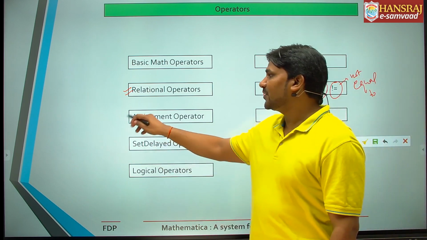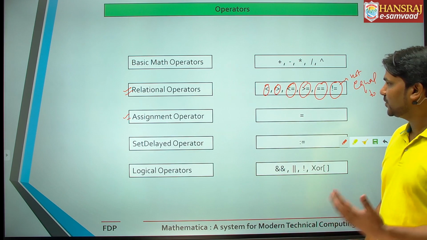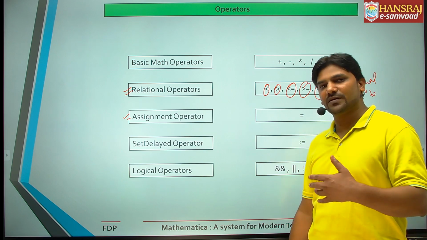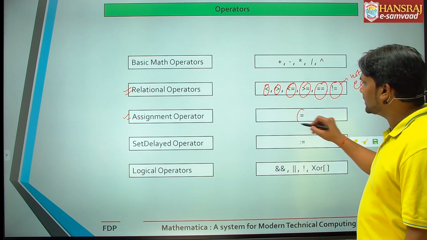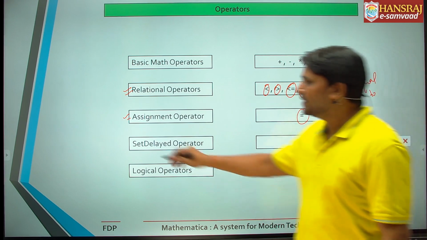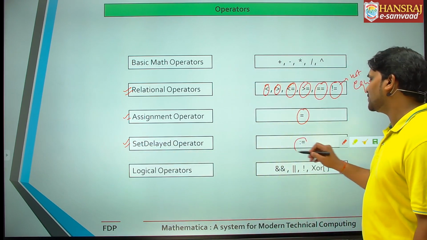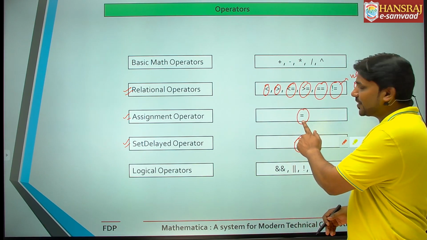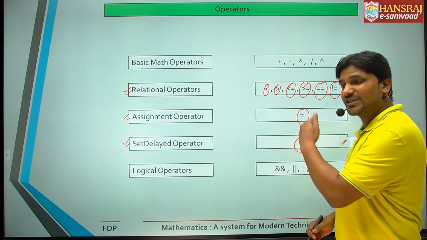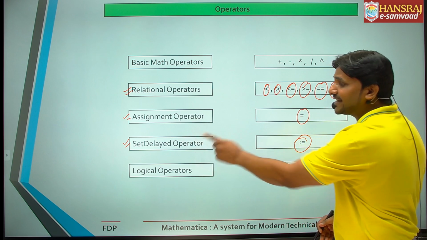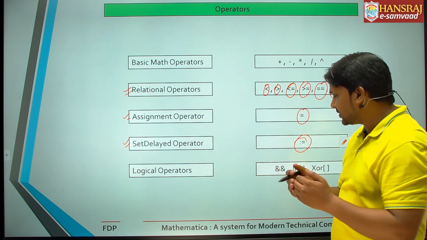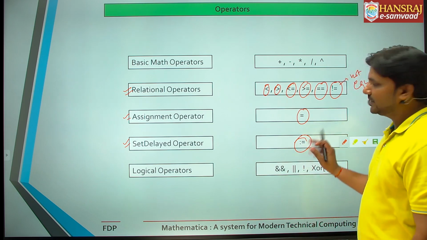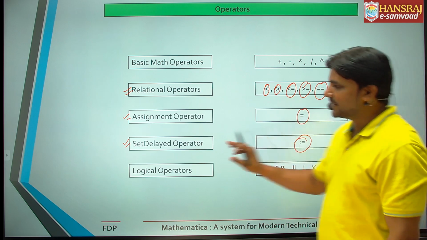Other operators are assignment operators, used whenever you want to assign some value to some variable, basically we call it a symbol here, but you can take it as a variable to make it clear. That is one time equal, the assignment operator. Another is the set delayed operator, which is also a kind of assignment operator, but the difference is that with the assignment operator the execution happens at the same time, whereas with set delayed you are delaying the execution. In that case you write colon equal. So that is colon equal, and this particular operator is known as the set delayed operator.